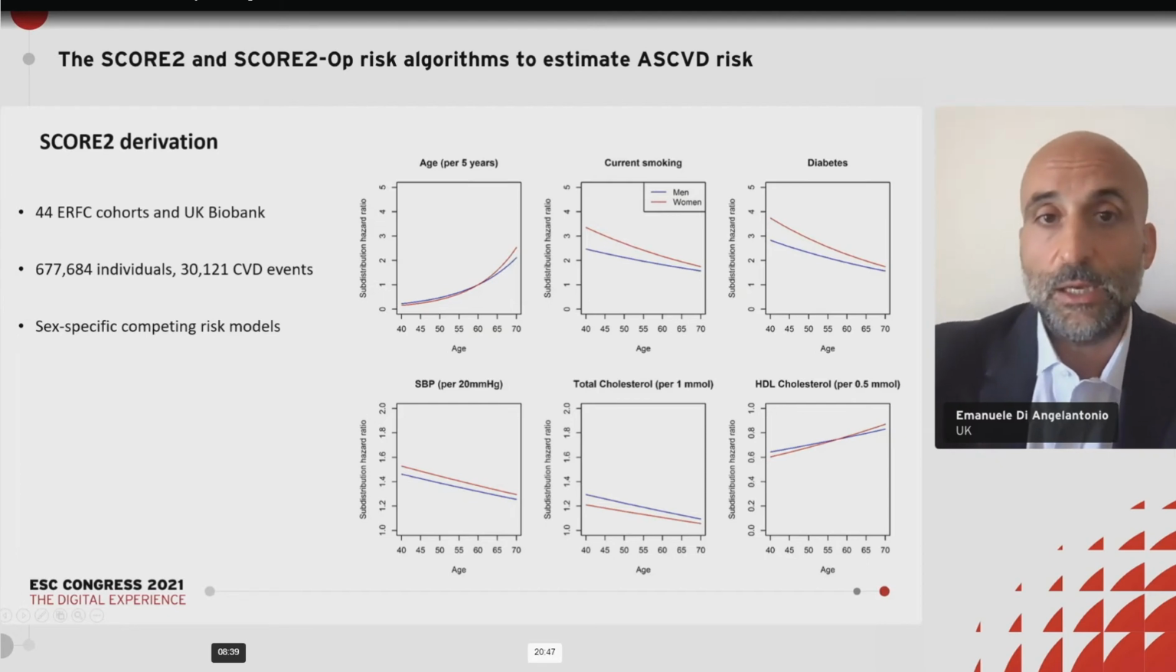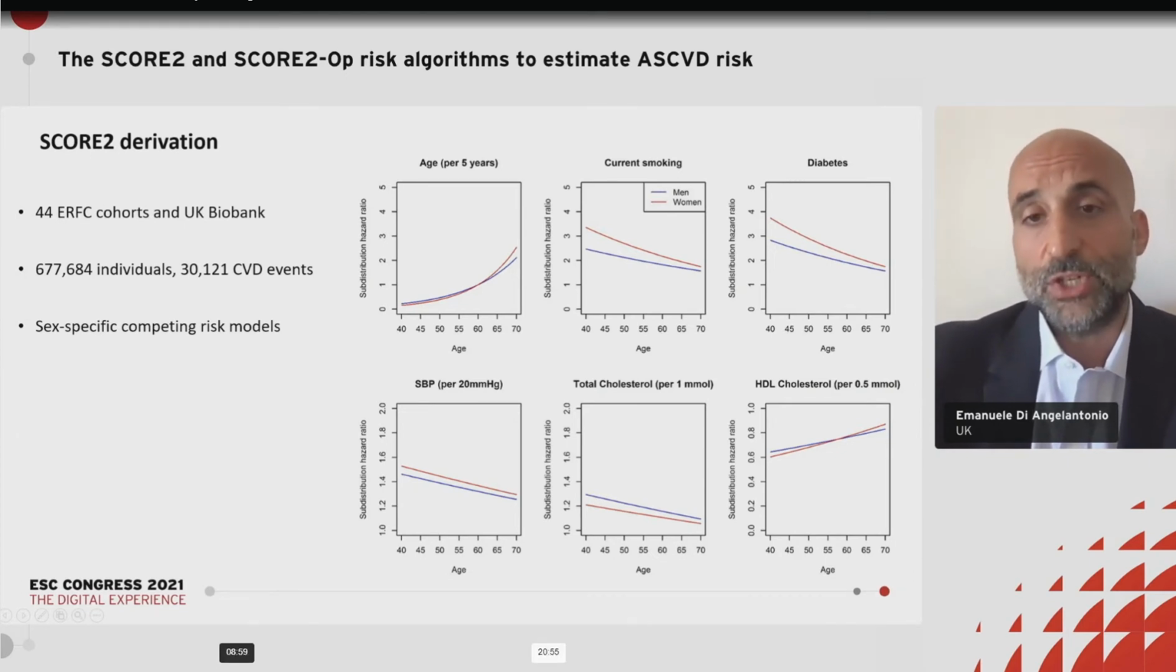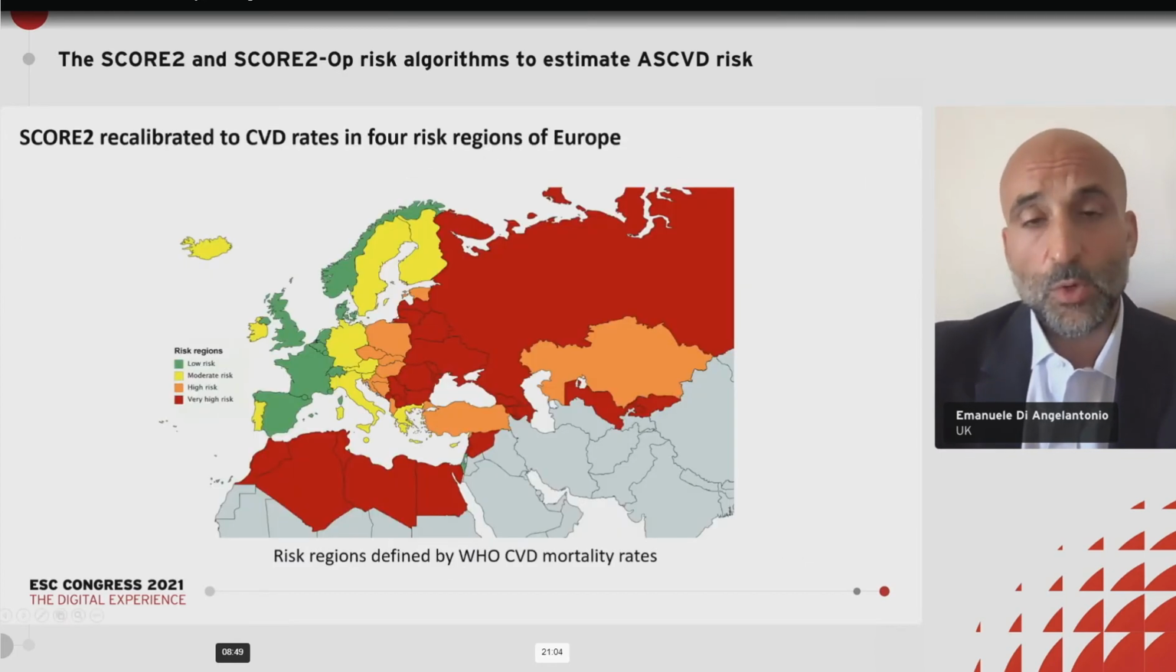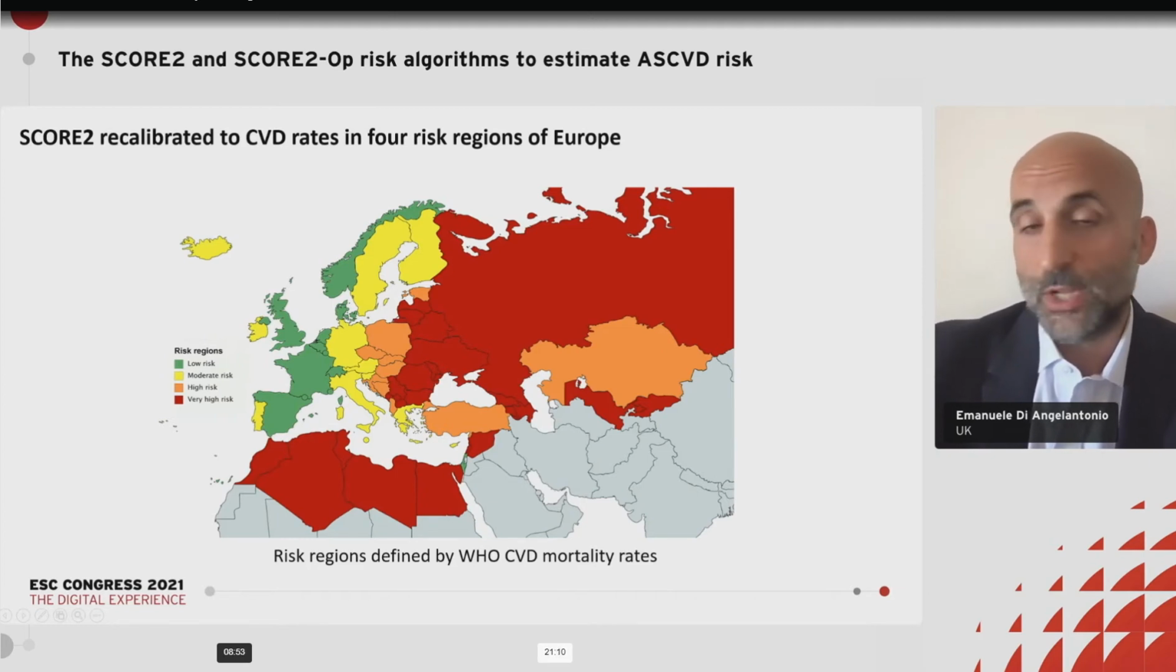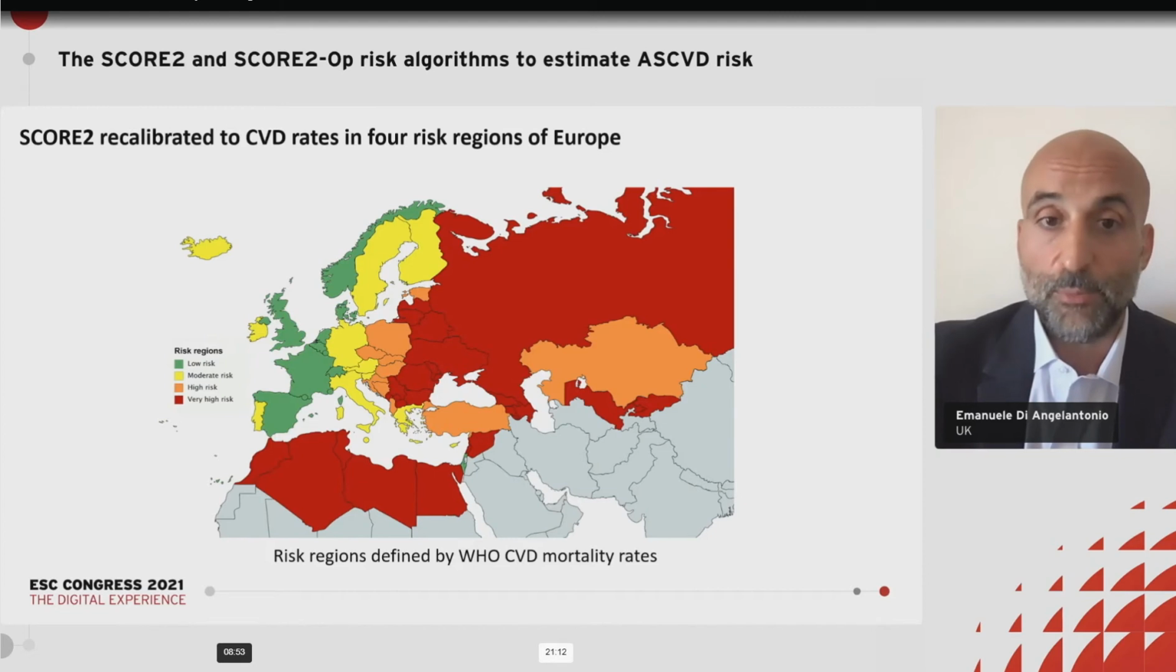You can see the risk ratios for men and women, and according to age, you can see that some of them change with age. So the inclusion of age as an interaction term was a key aspect of the development of this score. Having derived that, the second step was the recalibration. You've seen this map already. These are the four different risk regions that we used to recalibrate the score.